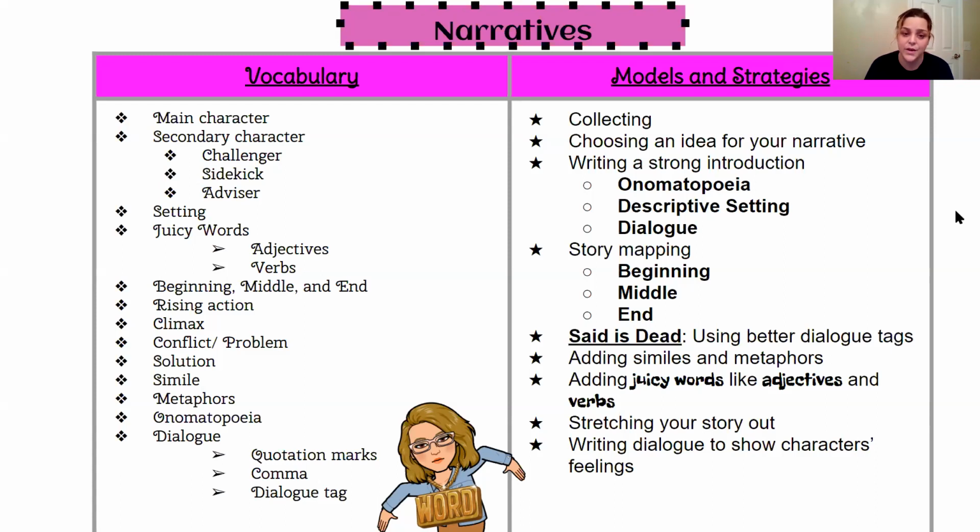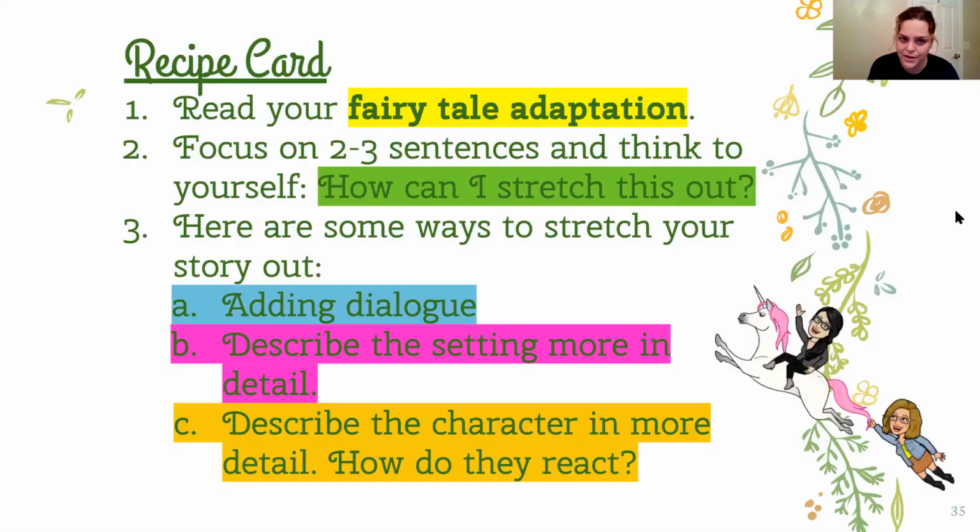Add metaphors to your writing to make it even richer and more engaging. Adding juicy words, adjectives, and verbs. Stretching your story out, which is what we're going to do today. And we've learned how to write dialogue to show how characters are feeling in the story and also to move the story along. So today we're going to take a look at our recipe card. Number 1 is that I'm going to read my fairy tale adaptation. I read Cinderella to you yesterday. I started writing a second fairy tale.